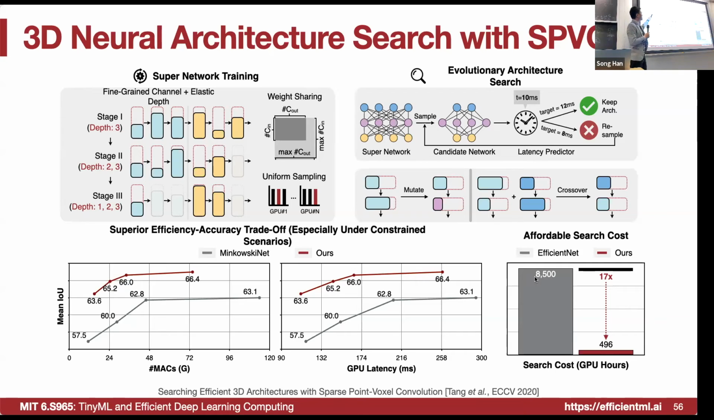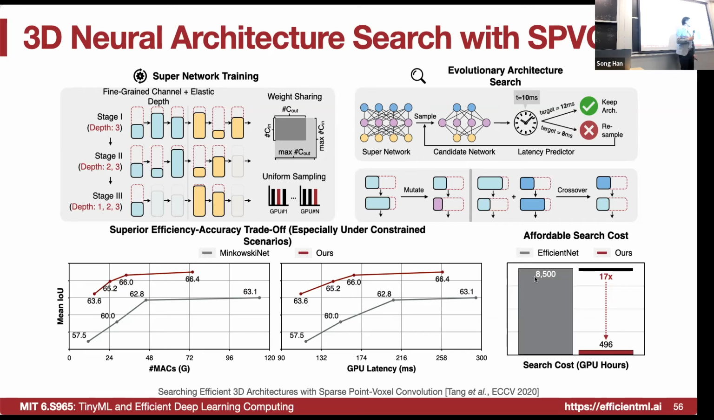We use a similar technique to what we learned from the once-for-all network. We first train the supernet, and then we get a sub-network, similar to OFA, which you did in lab 3. Then we use evolutionary search, with mutation and crossover, to find the best trade-off between accuracy and latency. Finally, we get a much better Pareto curve. This is computation versus accuracy, and this is GPU latency versus accuracy.